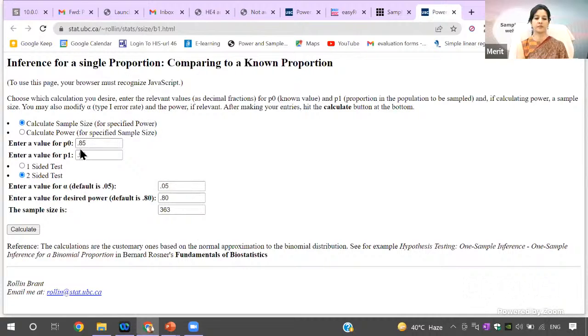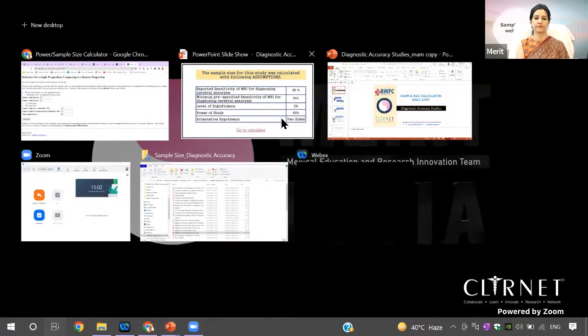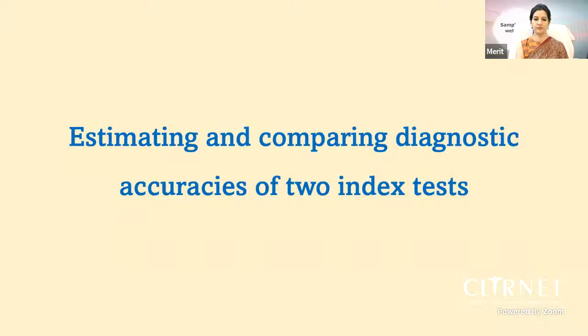So with the P0 0.85 and P1 0.90, why have I taken this P0 as 0.85? Because from the previous study, CT has a known sensitivity of 85%. So I want that at least 85% should be there, but I expect that it will go up to 90%. That's why I have taken 0.90. Again, this is the way. Now I will go back to the presentation, and here we'll see another example. So this was one example of a single hypothesis testing.